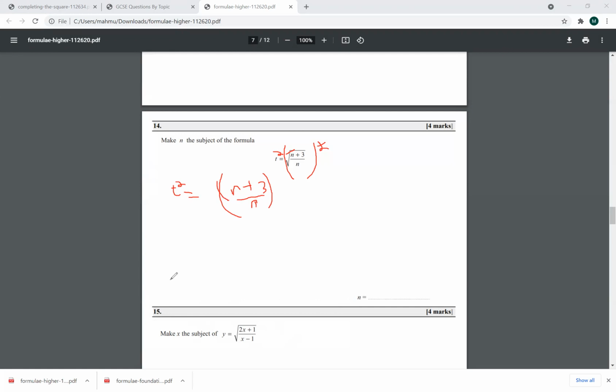Now try to separate this whole thing. Now you got this separated and show me how n will be the subject. So then if you have to square both sides, then it cancels. So t squared equals n plus 3 over n. I don't know, you do it. Show me. But you're jumping again. I don't know why you keep on jumping. Show me everything. So we squared it to cancel it. Now we got this. Now what will we do first?